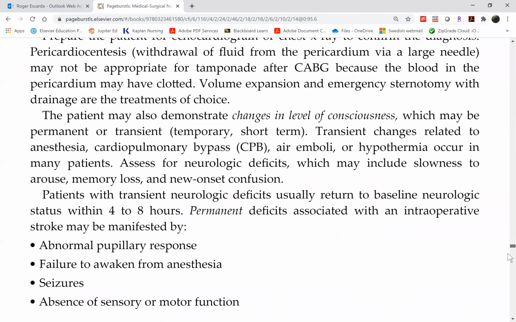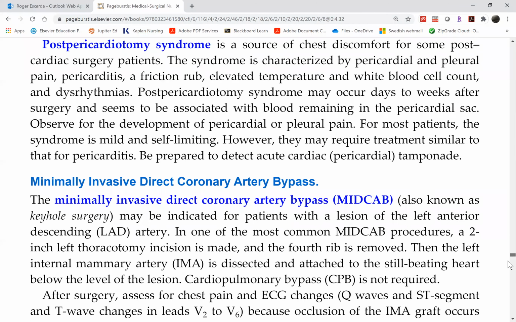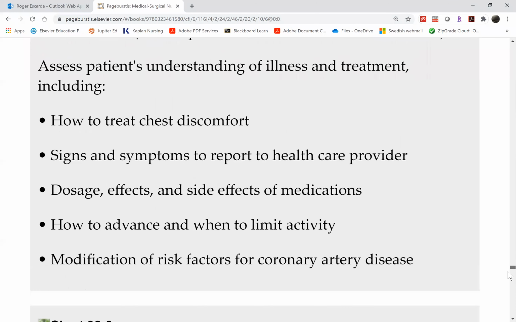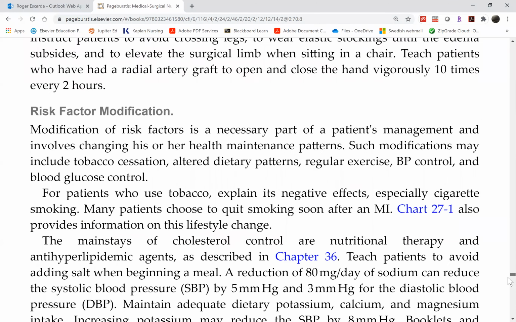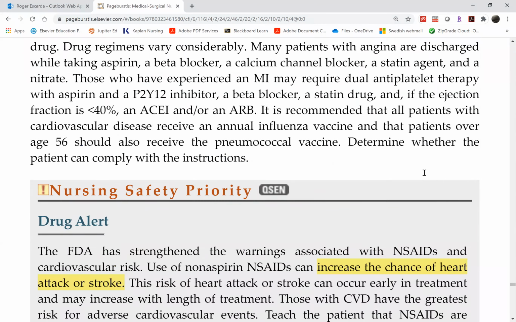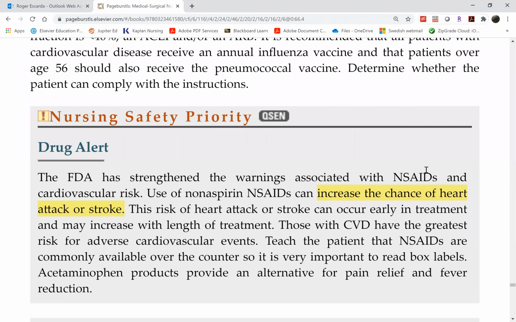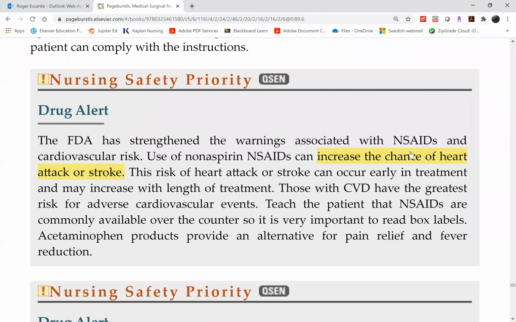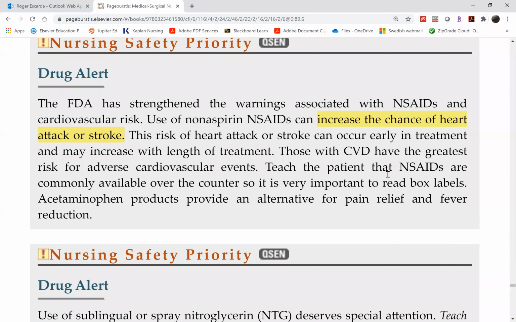Professor. Yeah. Hello. I have a question. Would you give the patient aspirin before you give nitro for chest pain, or does it matter? Yes. The patient will receive aspirin.